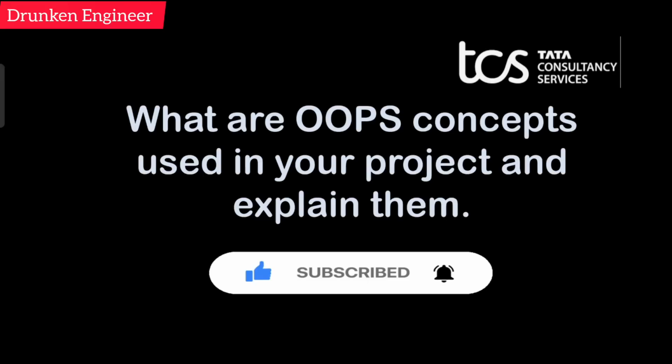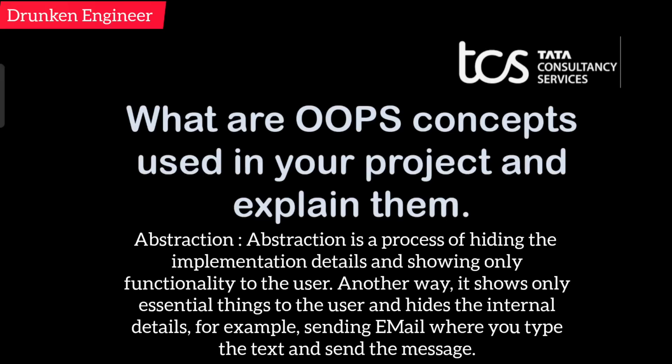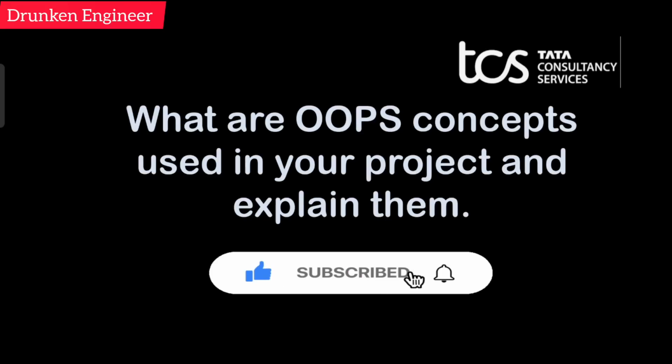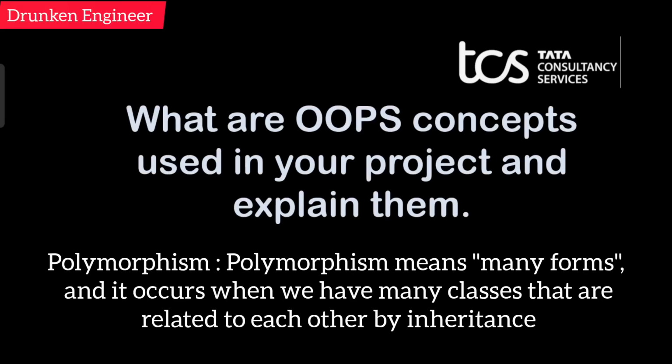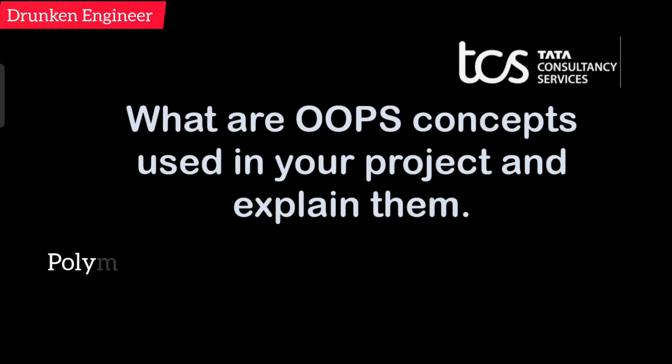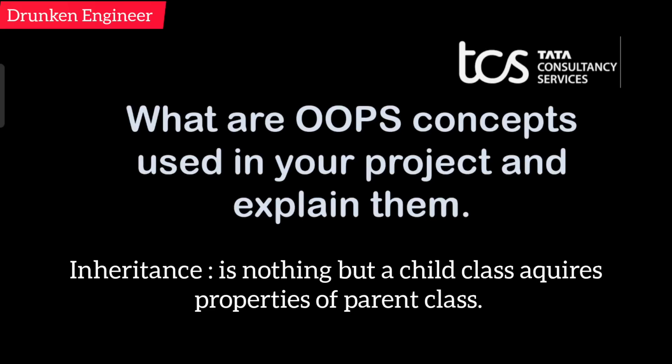And abstraction is a process of hiding the implementation details and showing only functionality to the user. Another way, it shows only the essential things to the user and hides the internal details. For example, sending an email, where you just type the text and send it to a method, and that method internally has a huge logic of sending the email. Next is polymorphism. Polymorphism means many forms, and it occurs when we have many classes that are related to each other by inheritance. And what is inheritance? It is nothing but a child class acquiring the properties of a parent class, which is known as inheritance.